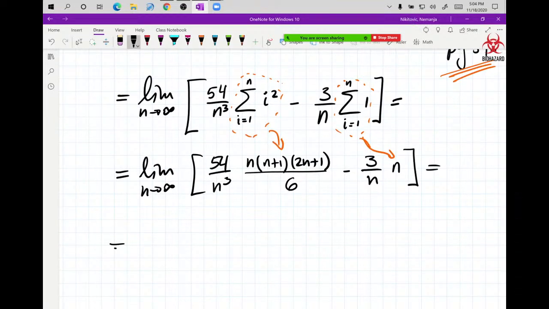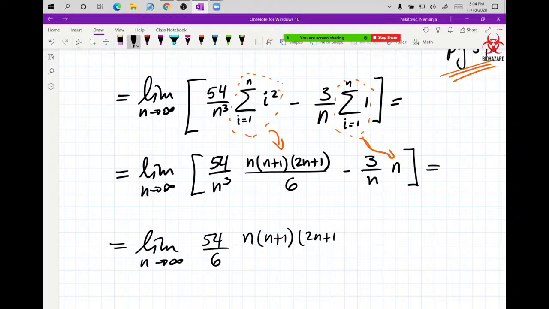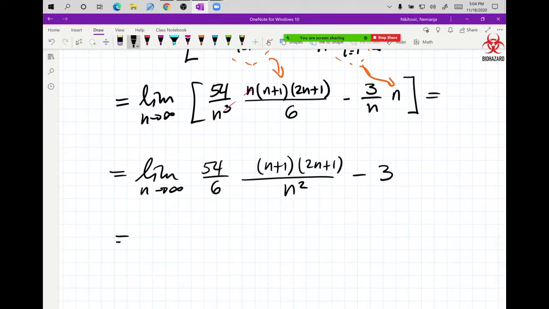So now you are back to the first section of your calculus, right? Where you have 54 over 6, I know it can be reduced, times n plus 1, 2n plus 1, over n cubed. We can cancel one of the n's right there, so we have less stuff to worry about. Minus 3. So, when you solve this, the limit for this is 2, if you learned your limits before, because the first term will be 2n squared. 2n squared divided by n squared is 2. So the limit is 2.